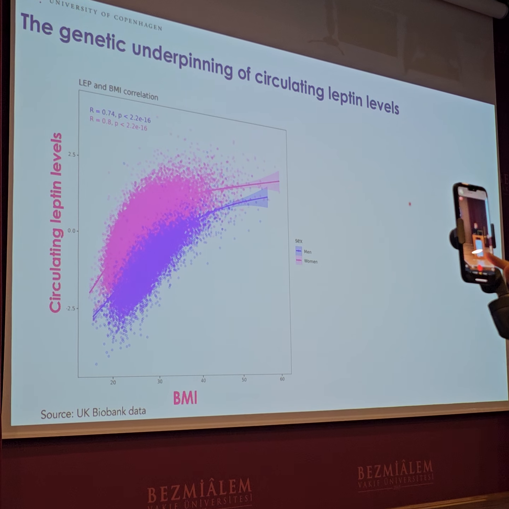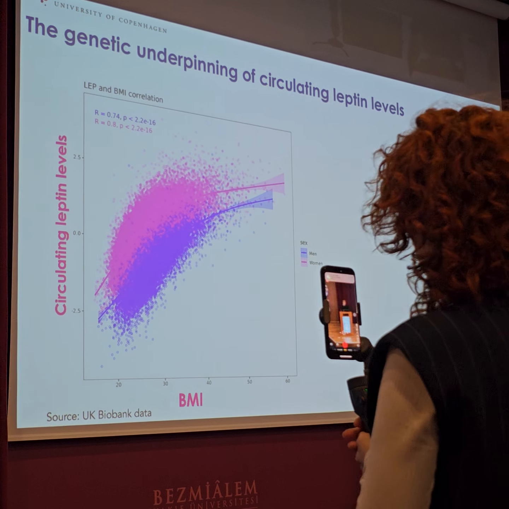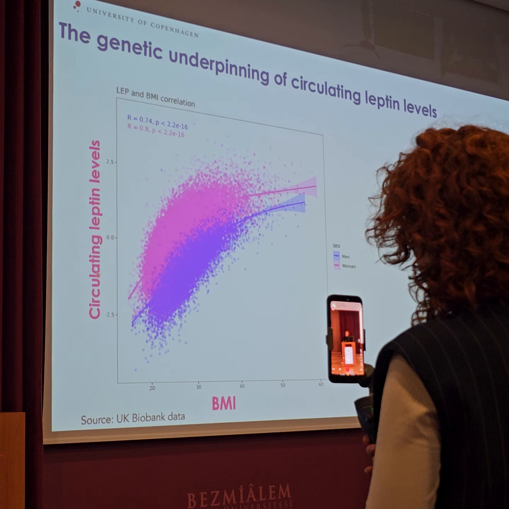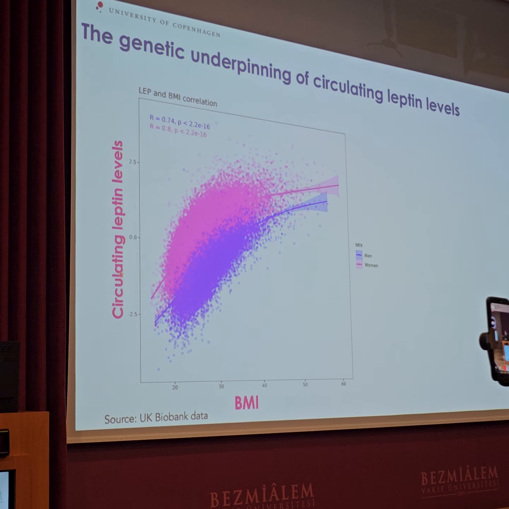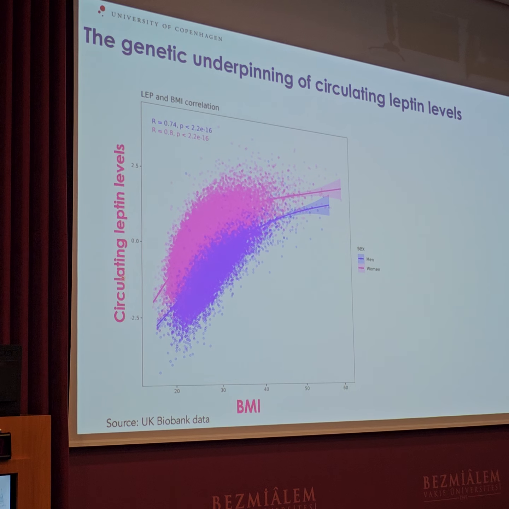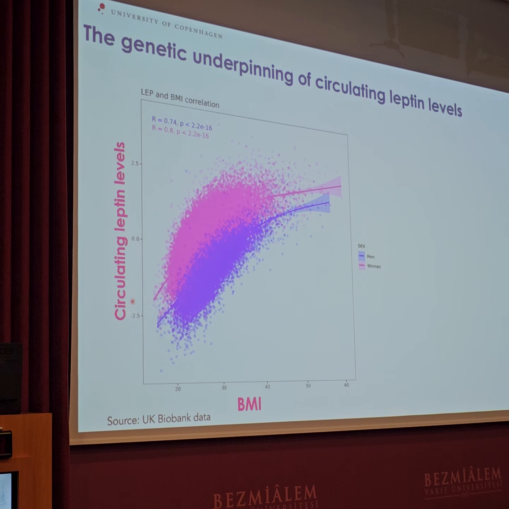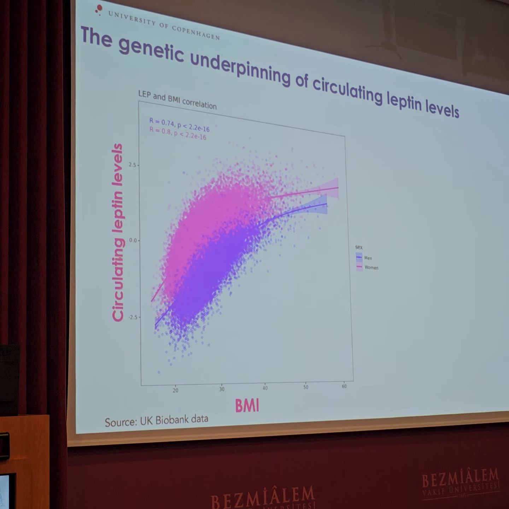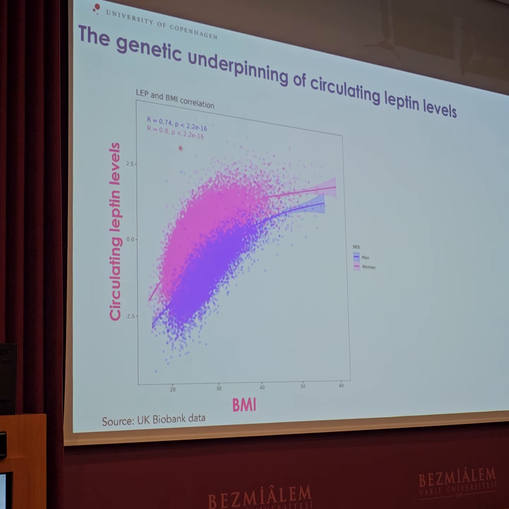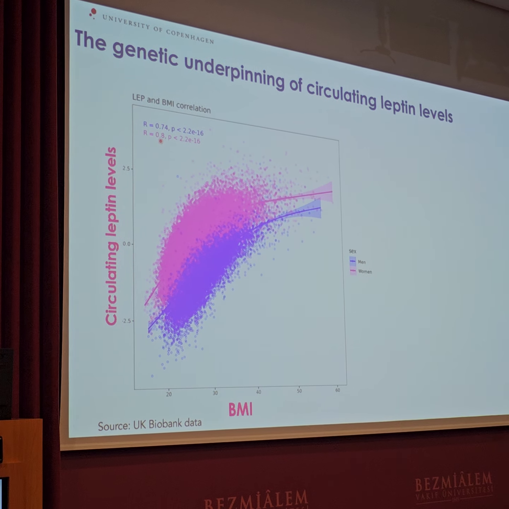So leptin, this is just a descriptive plot where you see circulating leptin levels measured by Olink, a high throughput technology to measure protein levels, and its correlation with BMI, and this is what we've seen before, and there's a high correlation. The correlation, if you express it linearly, in women in pink is 0.8 and in men it's 0.74.